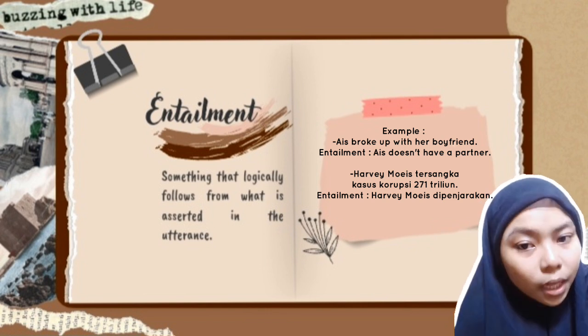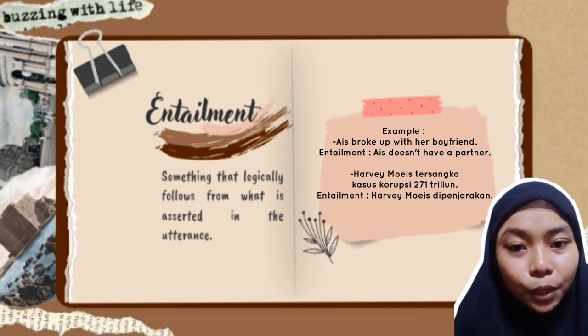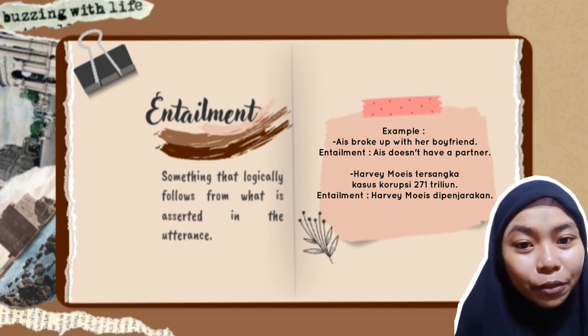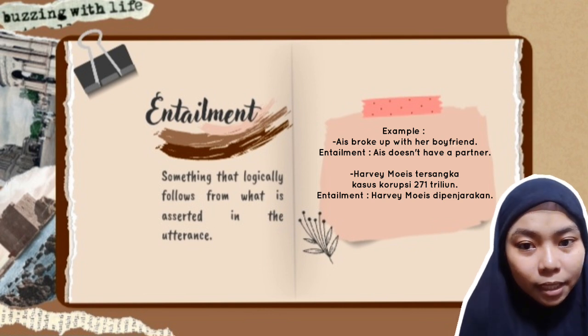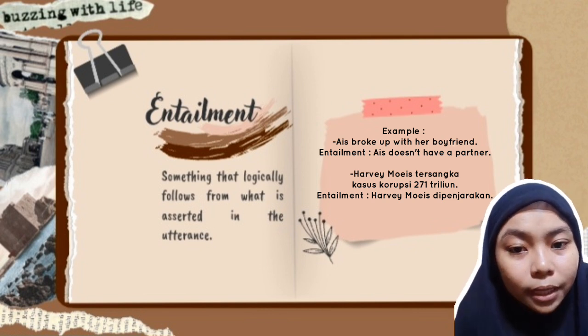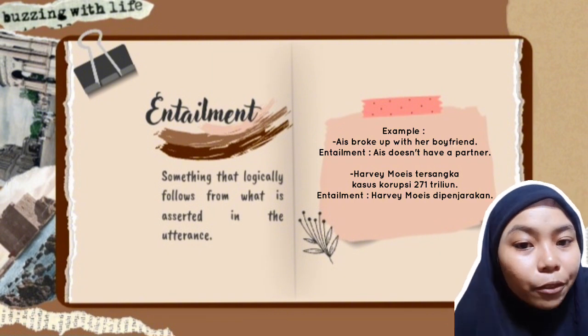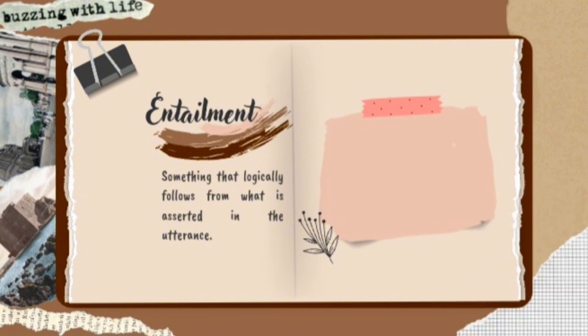Another example: Harvey Moise is a suspect in the 2007 one trillion corruption cases. The entailment, or what after you read the sentence you already know in your mind, means Harvey Moise is imprisoned.